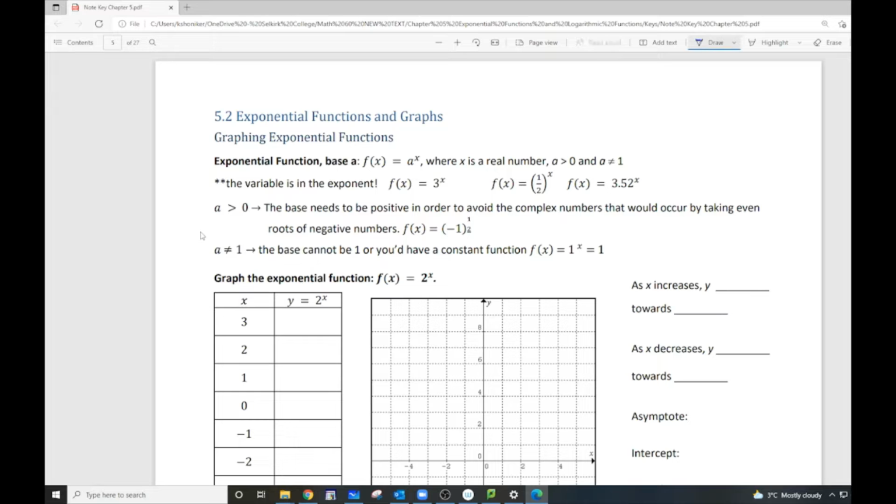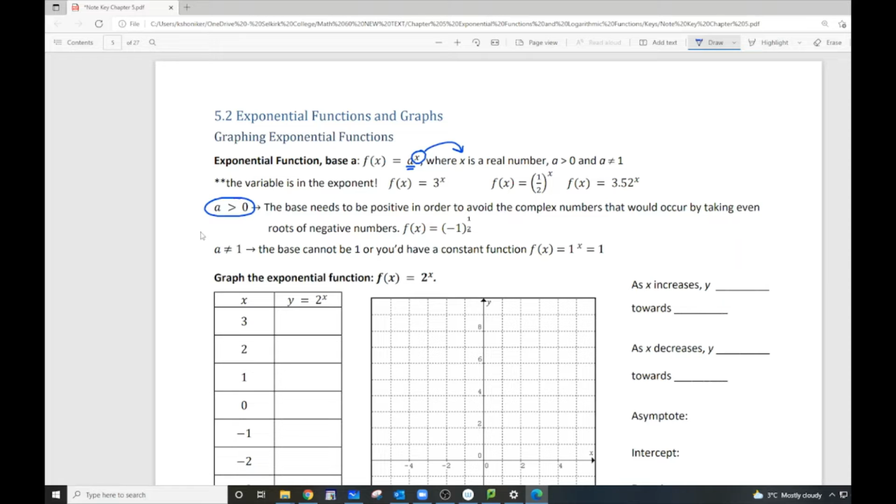An exponential function is anything that has a variable in the exponent. And the exponent, of course, has to be a real number. But there are also restrictions on what the base of this power can be. The base A can be something like 3 or a half or 3.52, but what it can't be is negative or 1. So here's my first restriction: the base A has to be greater than 0. It has to be positive, and that avoids complex numbers.